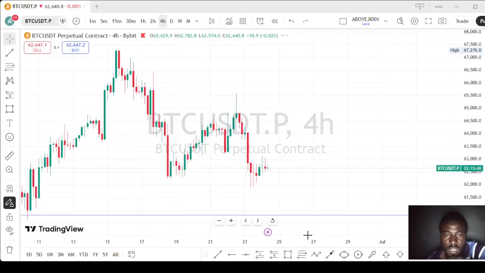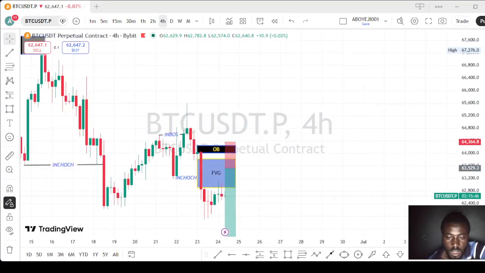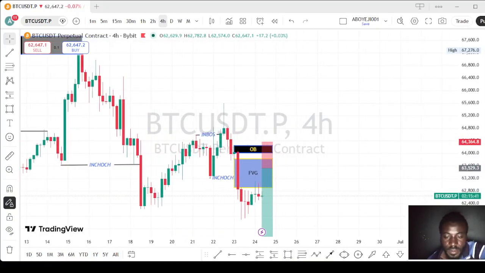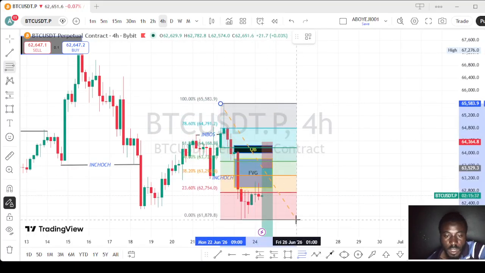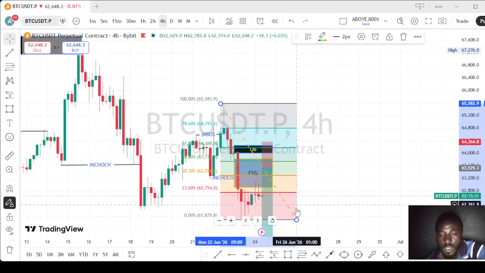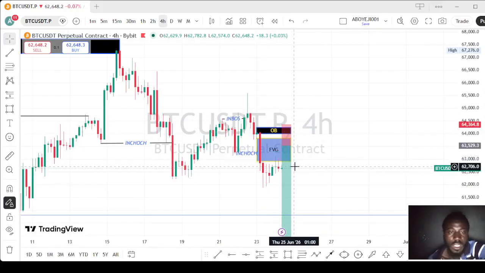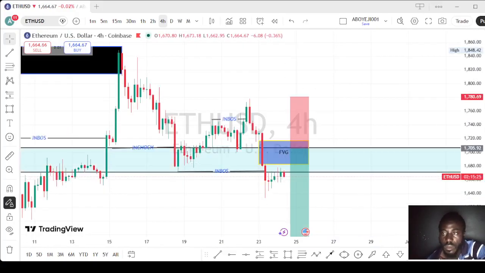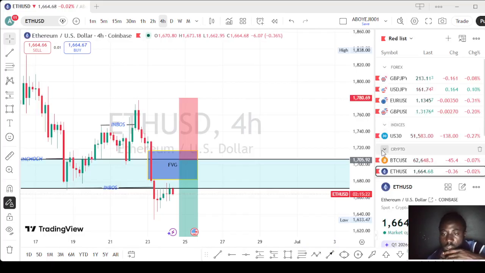Let me try and use that on BTC. Let me use Fibonacci retracement on BTC also. This is BTC. This is 50% or so. The market may come here and continue the downtrend. So let's just be patient. We are selling on BTC and Ethereum. We are selling, so let's be patient.